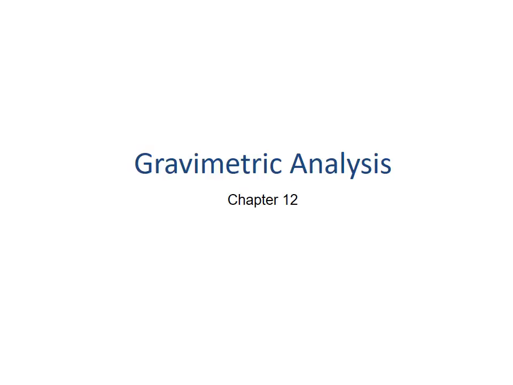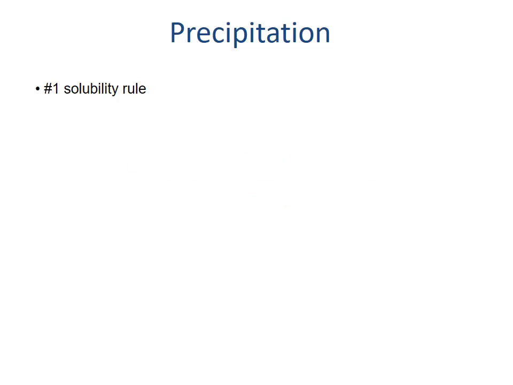This is gravimetric analysis to accompany the lab for this week, Monday. So before we really understand what's going on with gravimetric analysis, we need to understand what's going on with precipitation. Hopefully you recall the number one solubility rule from Chem, which is like dissolves like.